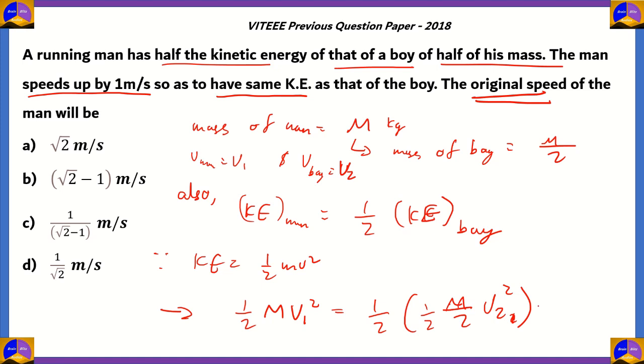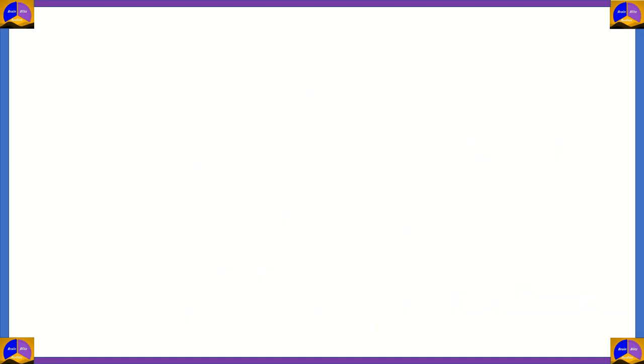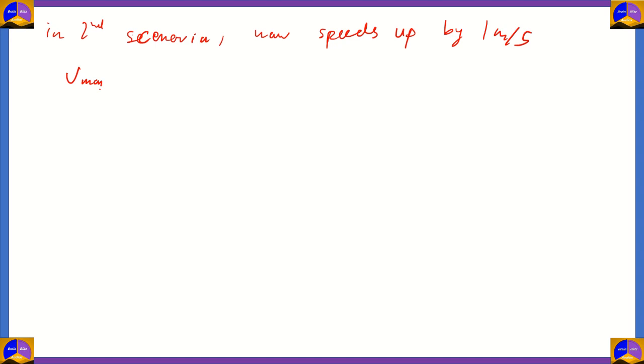So we're not going to simplify anything out here. We'll just take this as equation 1. So in the second scenario, the man speeds up by 1 meters per second. So the velocity of the man here will be v1 plus 1. And in this case, the kinetic energy of the man is equal to the kinetic energy of the boy.